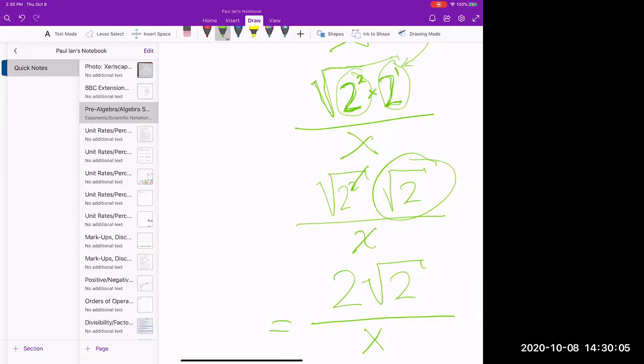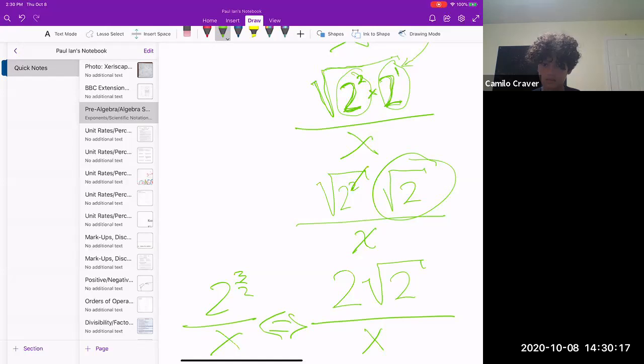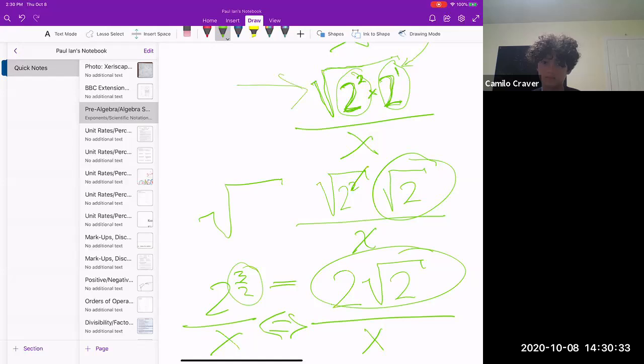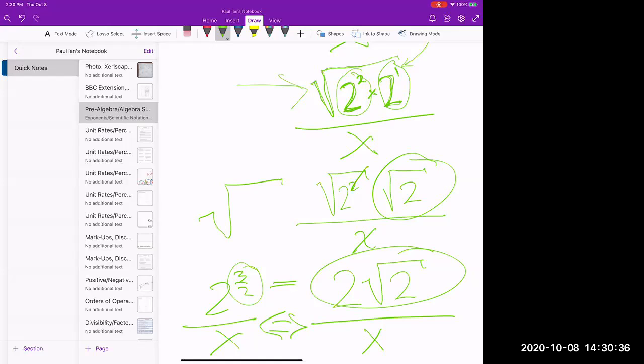This is the same as 2 to the 3/2 over X. They're pretty much the same. Does that one make sense? It's not that bad, it's just the meaning of a radical, the square root, what does it mean? Sometimes when you're looking at this, you can't see this one until you split them, like what we did here. But that's just a skill that over time we're going to cover.